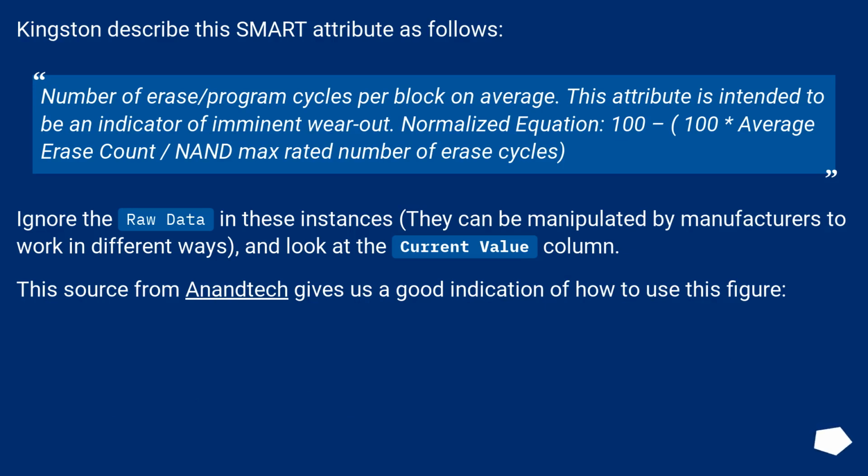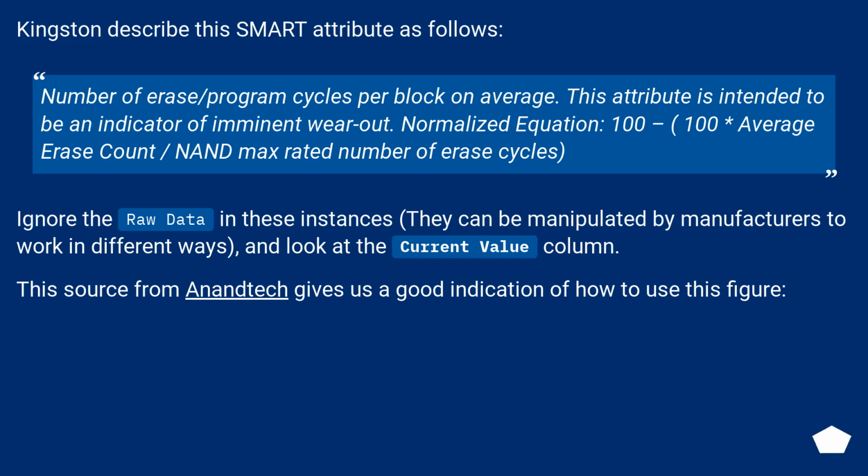Kingston described this SMART attribute as follows: number of erase/program cycles per block on average. This attribute is intended to be an indicator of imminent wear out. Normalized equation: 100 minus 100 times average erase count over the max rated number of erase cycles. Ignore the raw data. In these instances, they can be manipulated by manufacturers to work in different ways, and look at the current value column.